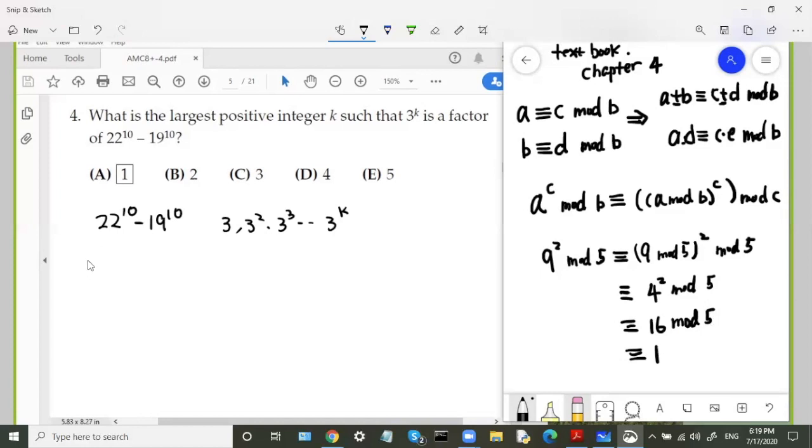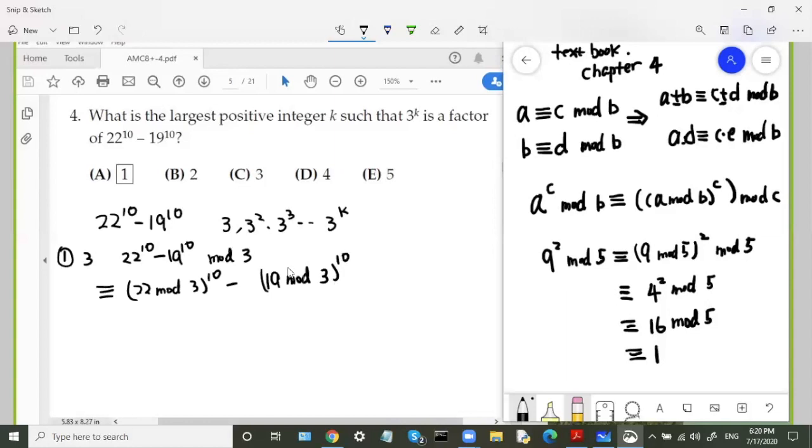So come back to our problem, so we can do this. Let's first find if 3 is a factor of 22 to the power of 10 minus 19 to the power of 10. That means if this expression divided by 3, the remainder should be 0. Okay, so let's do 22 to the 10 minus 19 modulo 3 raised to 10. So obviously, 22 modulo 3 is 1 to the 10, and 19 modulo 3 is also 1 to the 10, so it's 0. So that means the remainder is 0. That means 3 is a factor of 22 to the power of 10 subtract 19 to the power of 10.